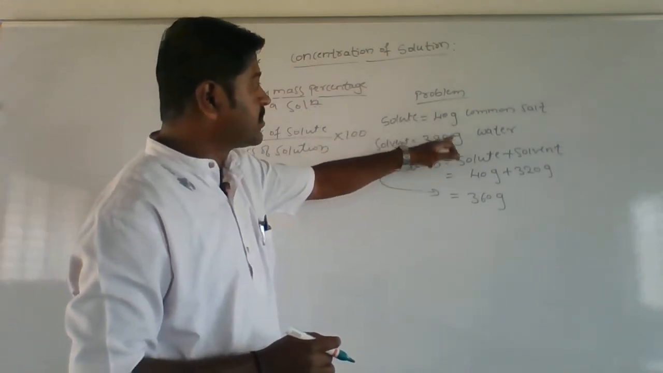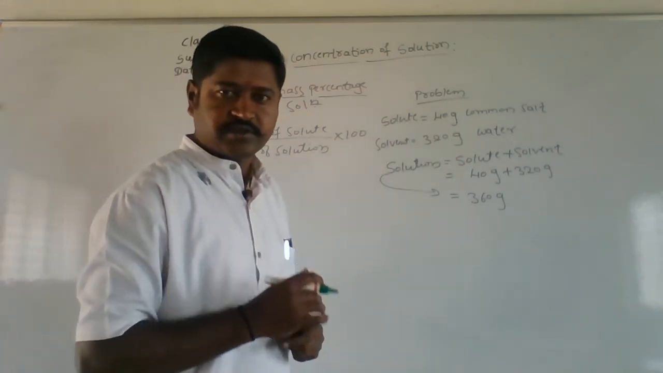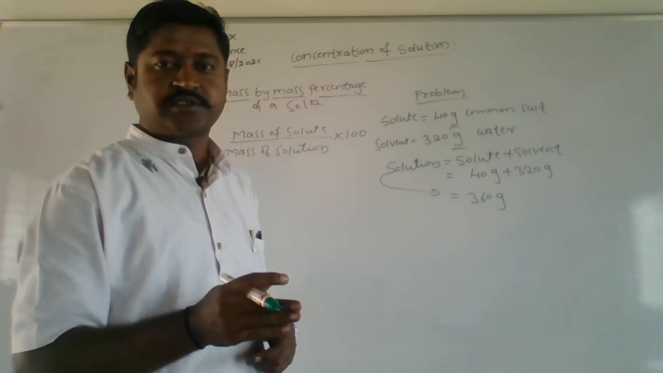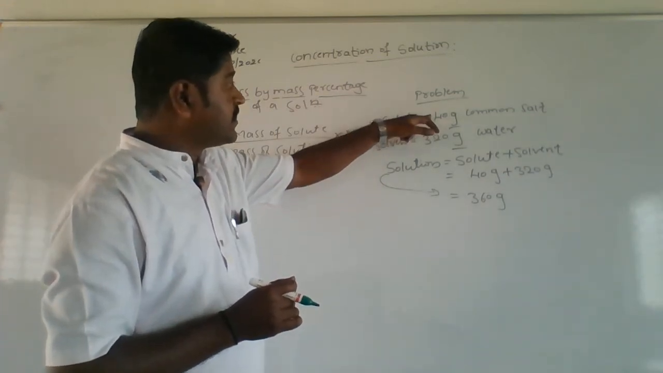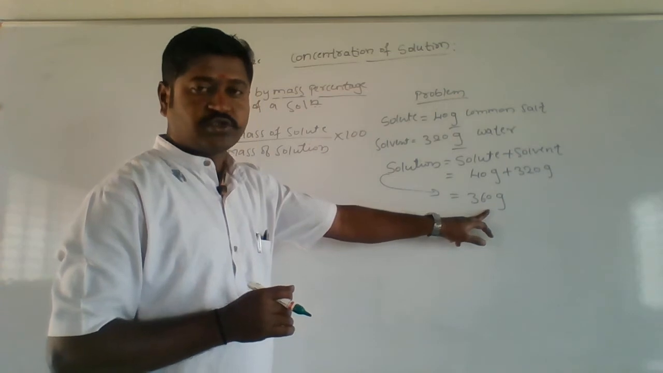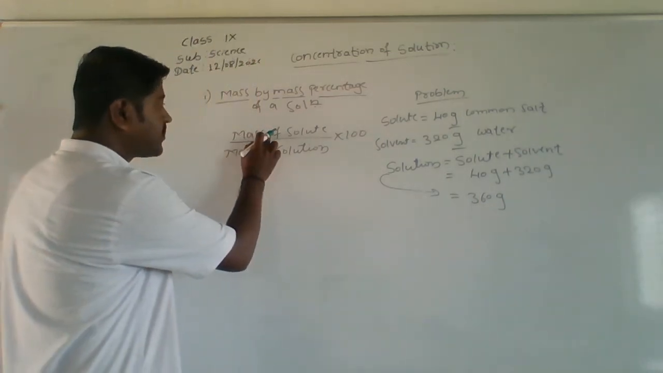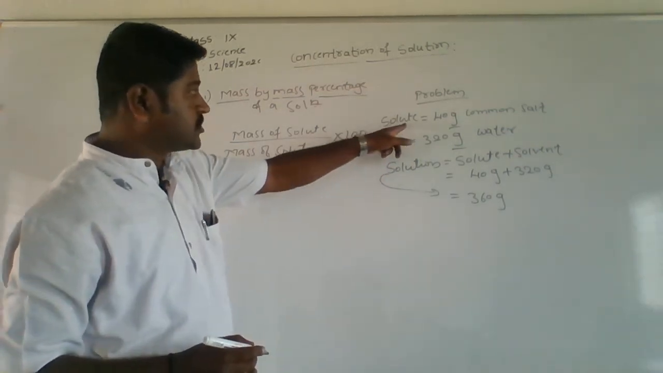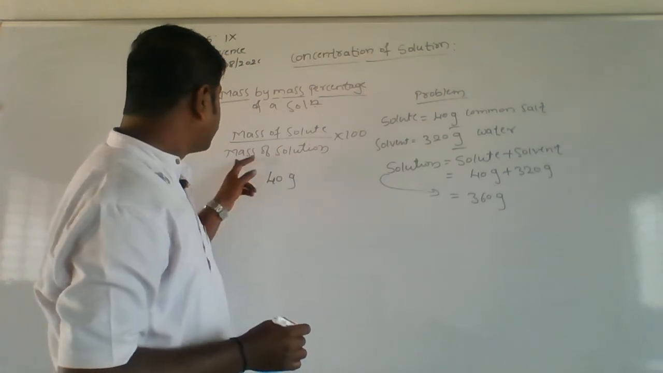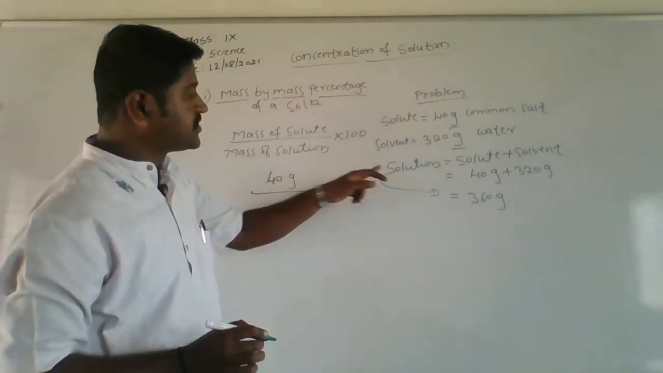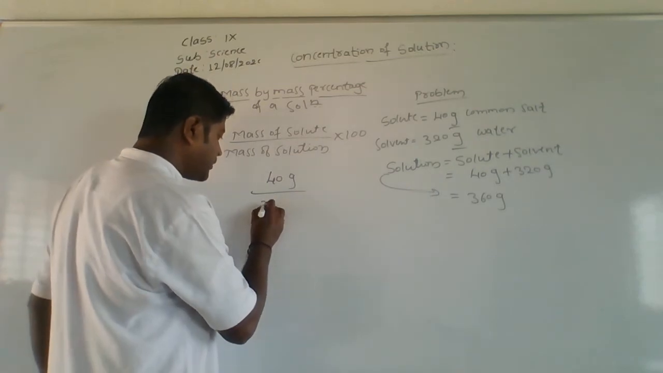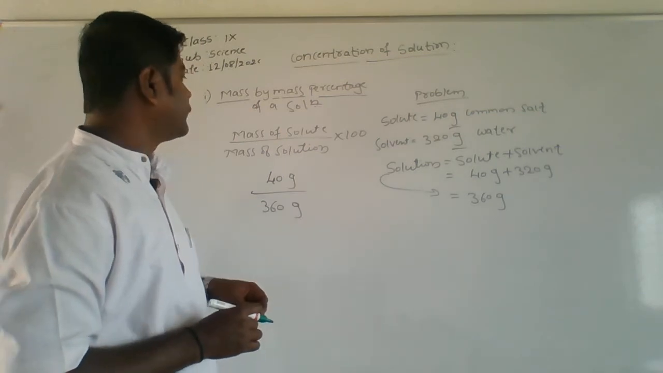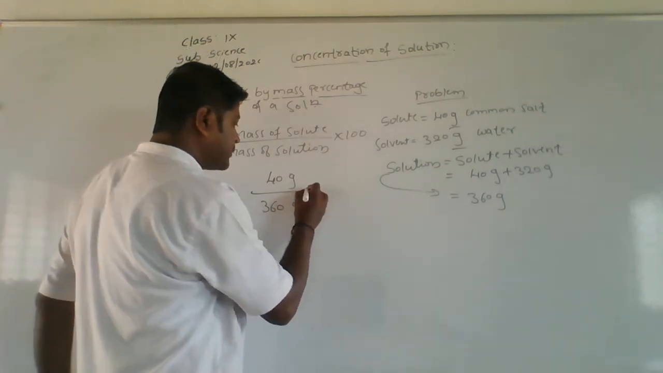So here both are given in grams, that is the unit of mass, right? As the units are gram, it is of mass. So mass of solute and mass of solution we will be using. What is mass of solute here? It is 40 gram, right? Solute is 40 gram. Then divided by mass of solution. How much is the mass of solution? It is 360 gram. Is that right? Then, into 100.